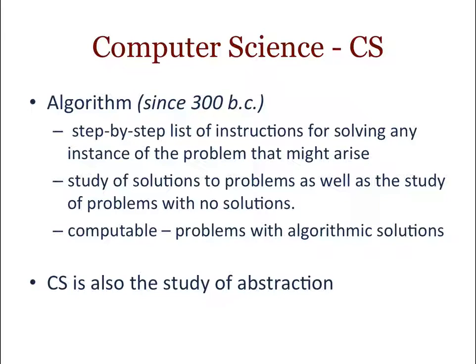Now, CS is also the study of abstraction. So we're going to see that a lot of what you do in programming is abstraction, so that rather than writing the specific steps for a computer to do something, you're going to rely more on people that have written those steps for you, and they've abstracted their work so you can use it easily with just a simple interface.